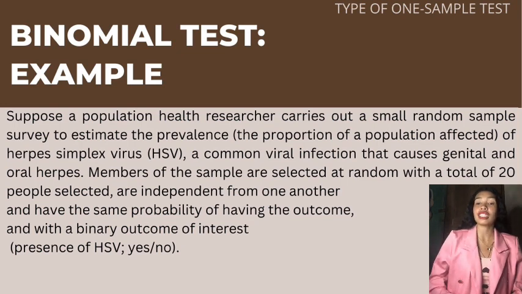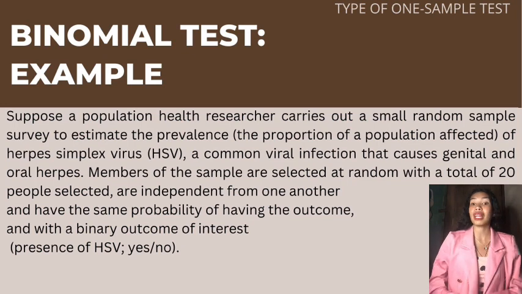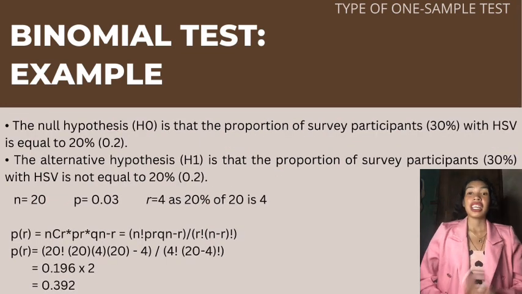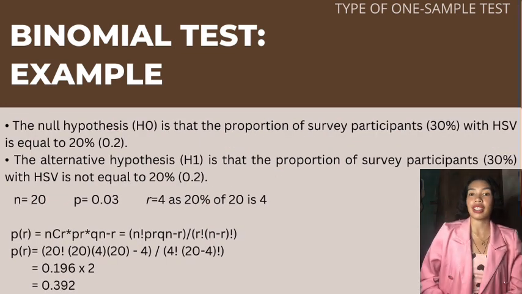So, members of the sample are selected at random with a total of 20 people selected. So, N is equal to 20, they are independent from one another and have the same probability of having the outcome, and with a binary outcome of interest, the presence of the HSV. So now, here are our binomial hypotheses.